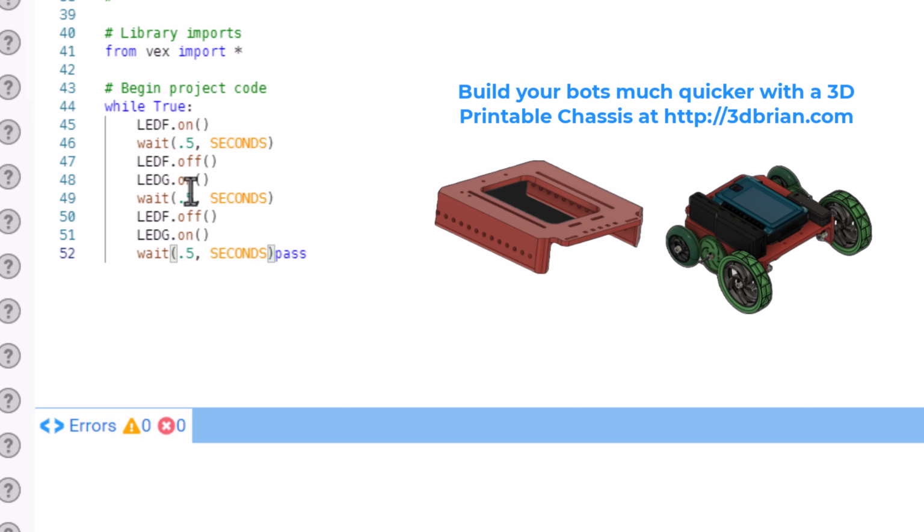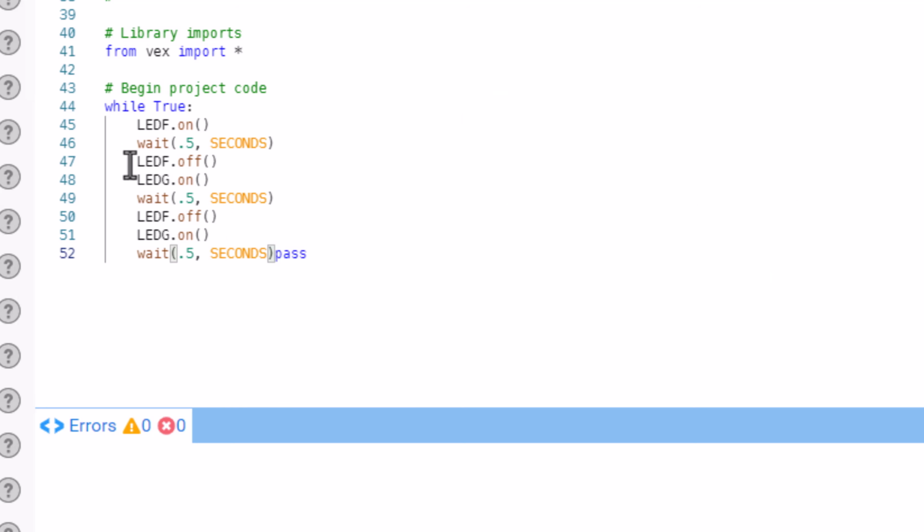Now what I need to do is just change some letters around, right? So I've turned that one off. I've turned that one on. Now I need to turn G off. And I'll turn H on. Let's get rid of the word pass first. And now I'll take the same code, Control C, go down to the next line, and Control V.